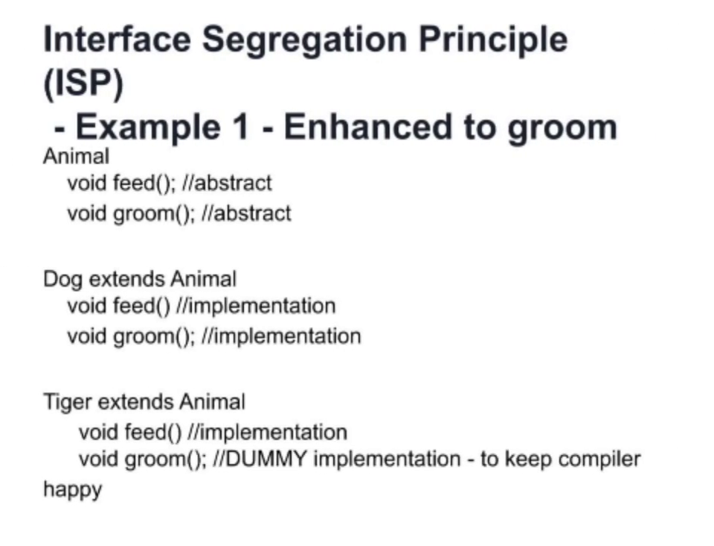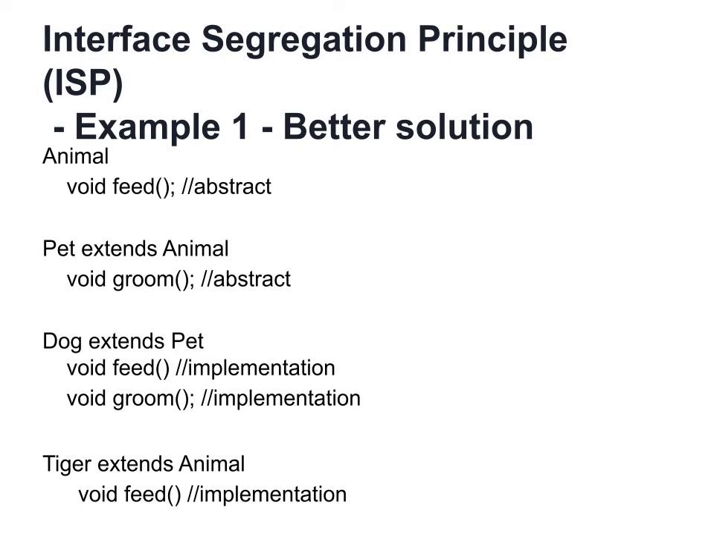The answer is no. The ideal way to handle that would have been to create another interface called pet. Instead of adding features to the existing interface, it's better to create a new one called pet, extending the existing interface and adding the groom method. The dog can extend the pet interface because groom is applicable to it, but tiger would continue to extend the animal interface. That's what the interface segregation principle is all about. Keep your interface as small as possible.